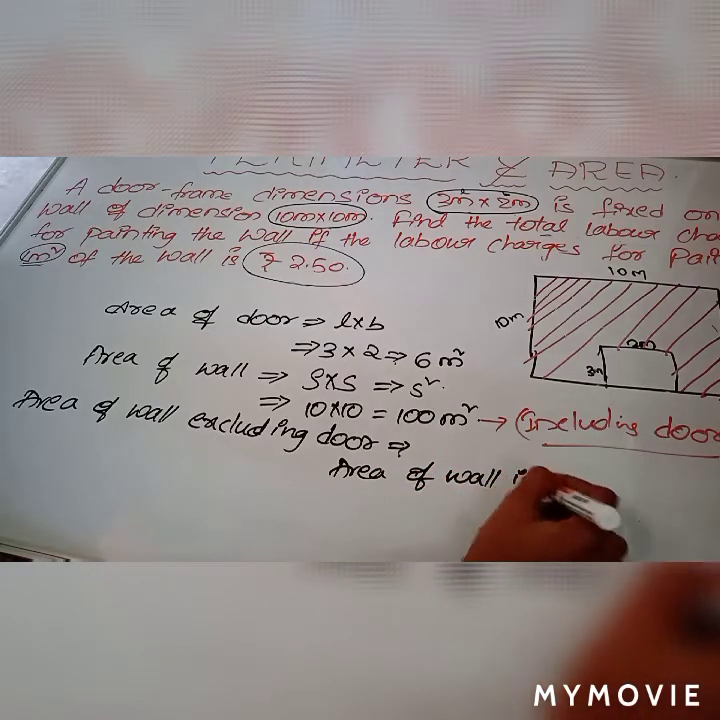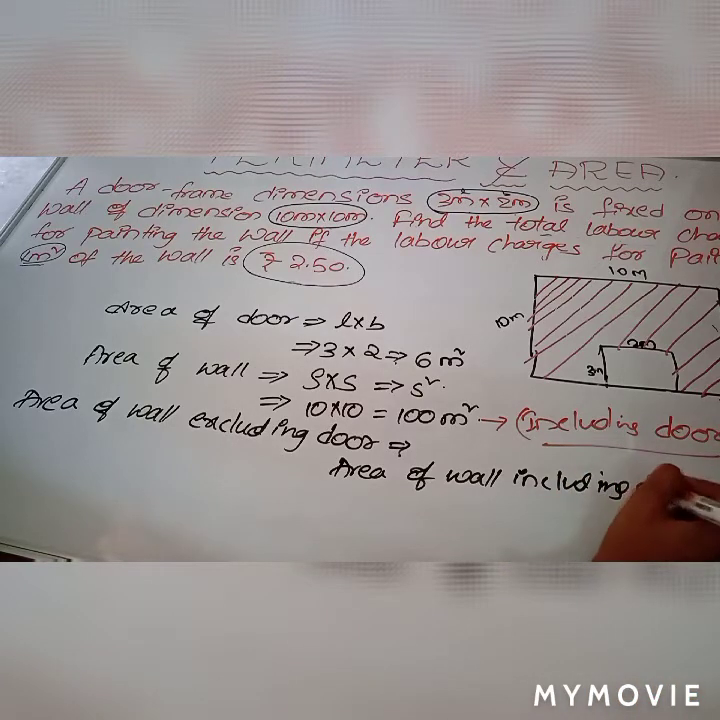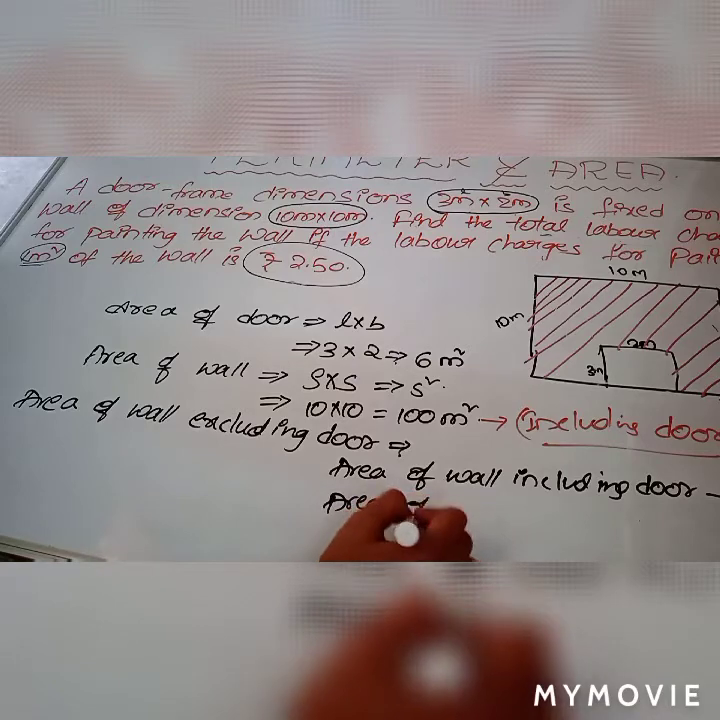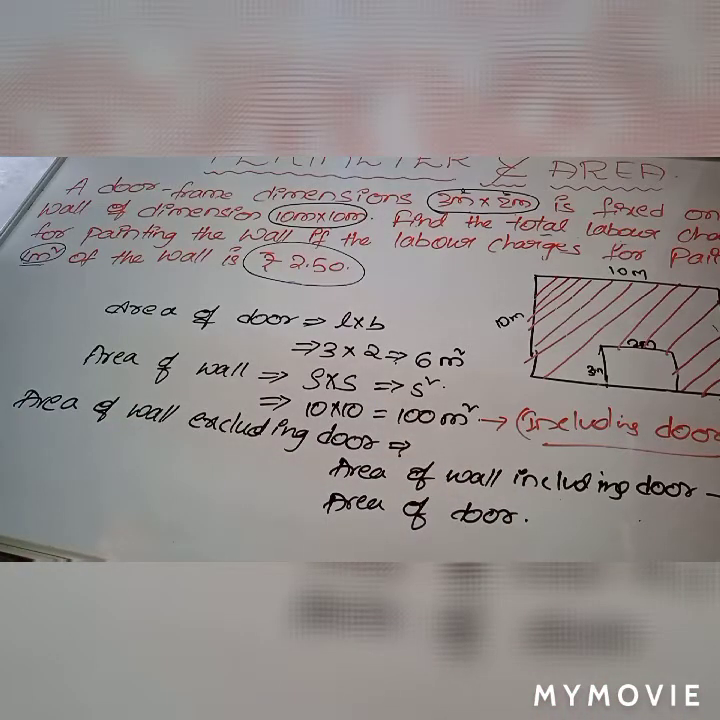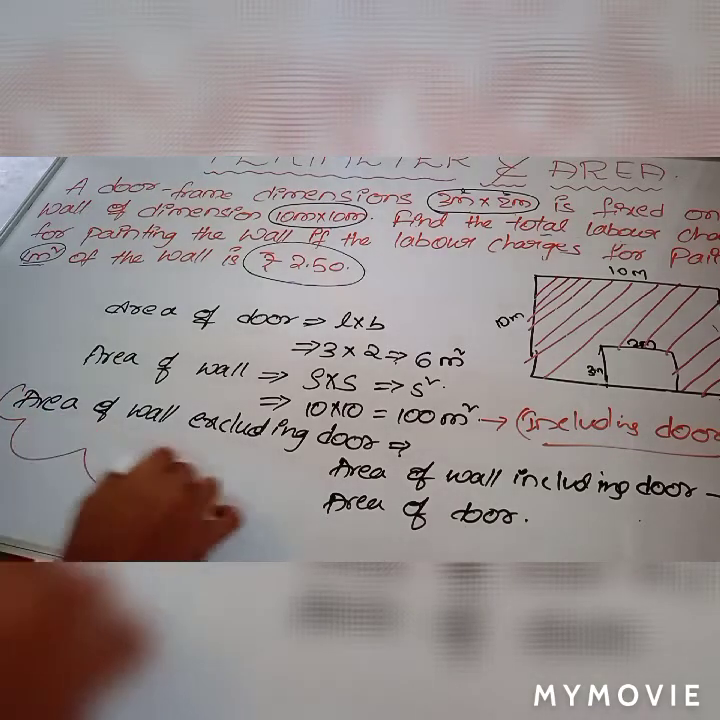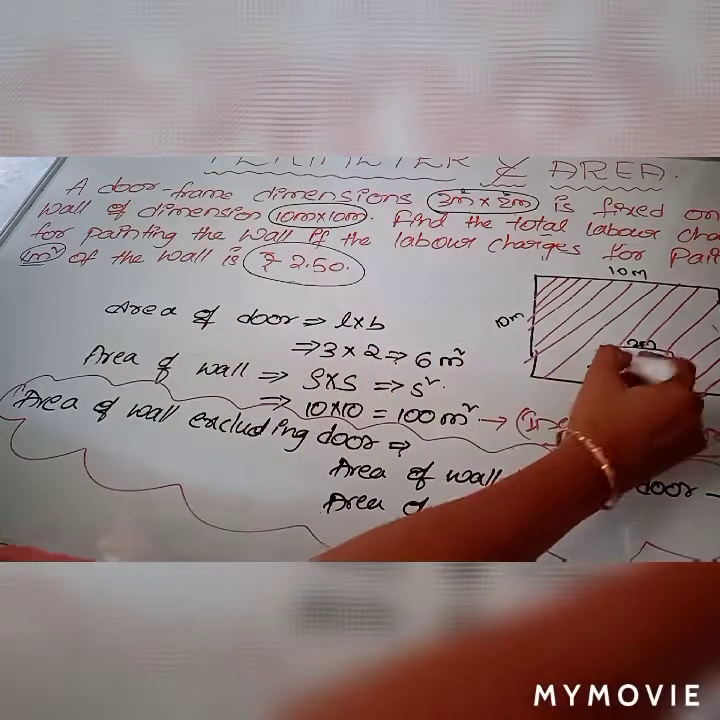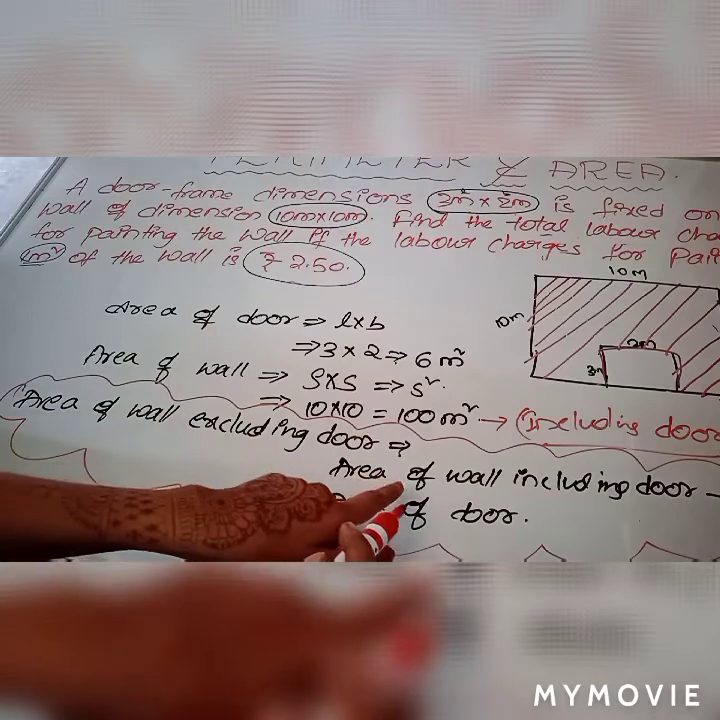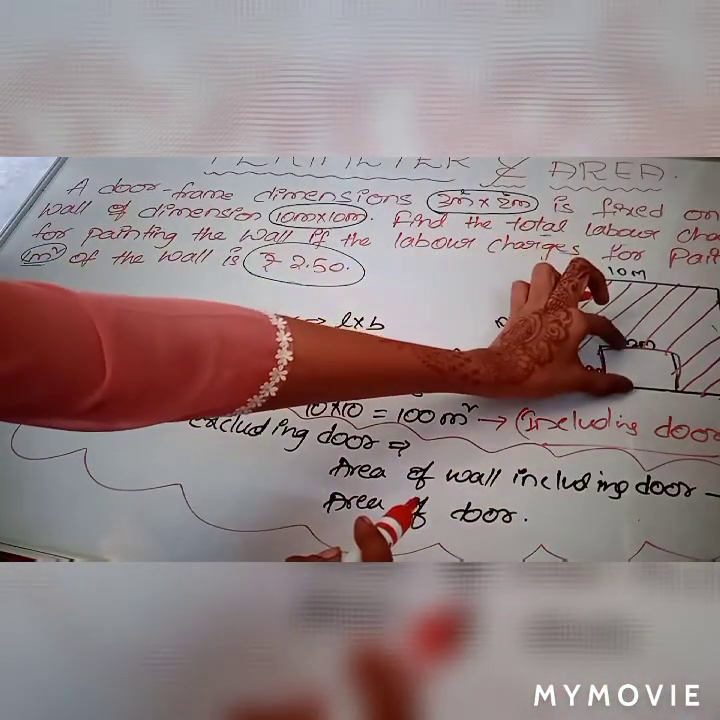including door minus area of door. See, area of wall excluding door means we need to remove this part, isn't it? That means area of wall excluding door is equal to area of wall including door minus area of this door.